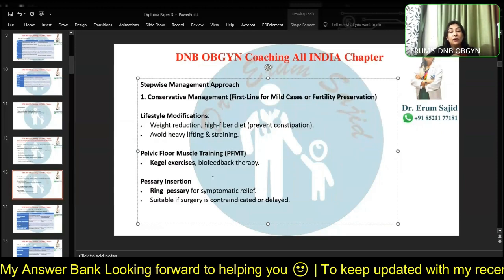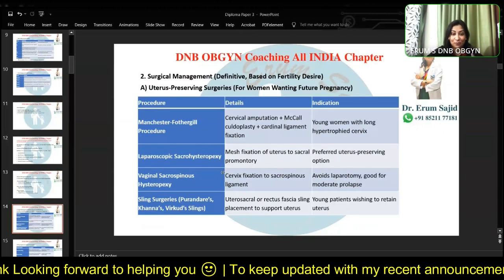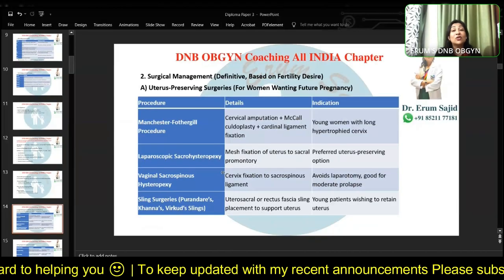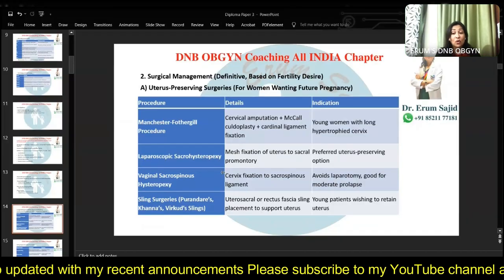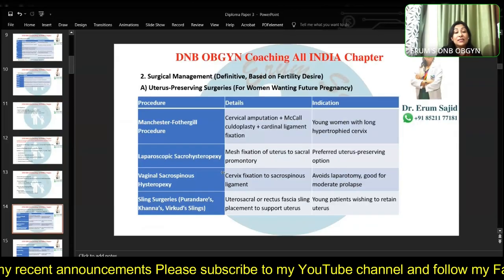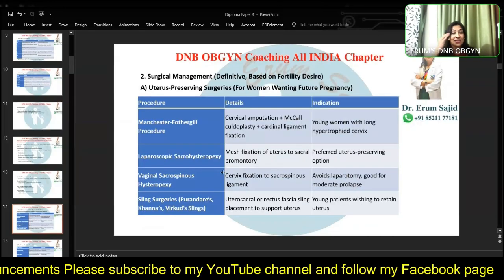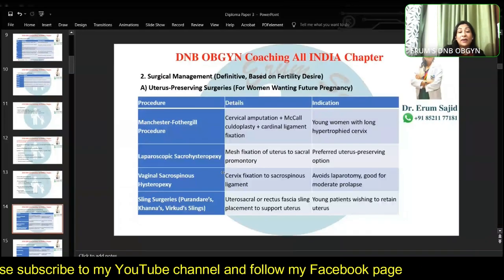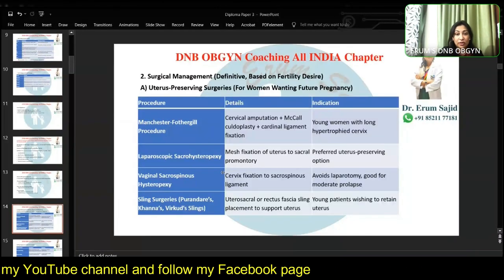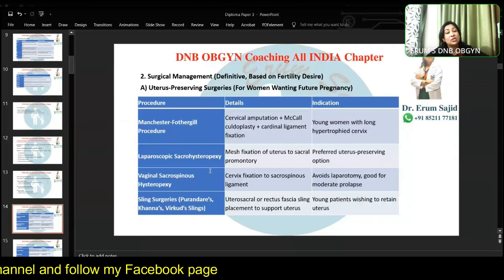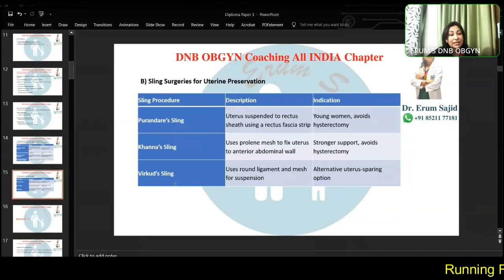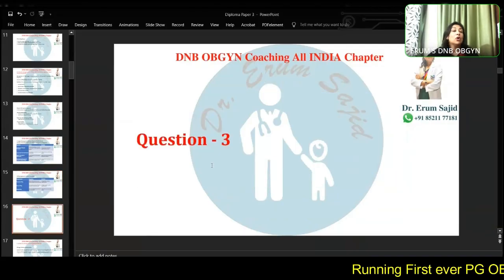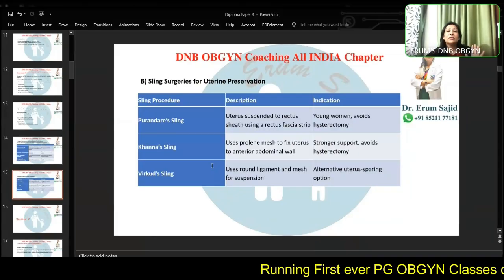Then, if she doesn't want a surgery, here are the options. Manchester Fothergill. Where is sacrohysteropexy, guys? You can still give her sacrohysteropexy. Vaginal sacrospinous hysteropexy. Sling surgeries. Yes, you can go for laparoscopic sacrohysteropexy or vaginal sacrospinous hysteropexy. Correct? And then you can go for all the things, Ajay. So you answered 1, 2, 3, 4. Hysterectomy is agreed. So these are Purandare, Khanna sling, and Virkud sling. And of course, I would not mention hysterectomy, but yes, hysterectomy is also an option.